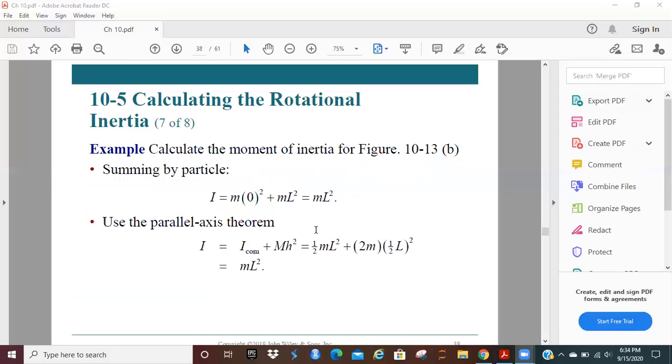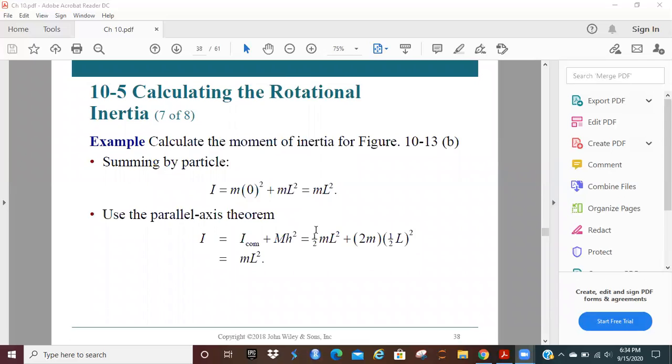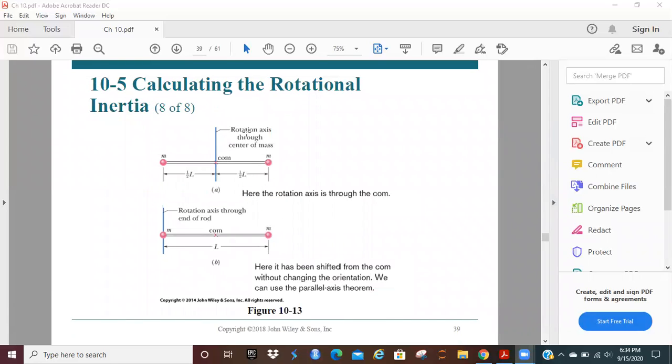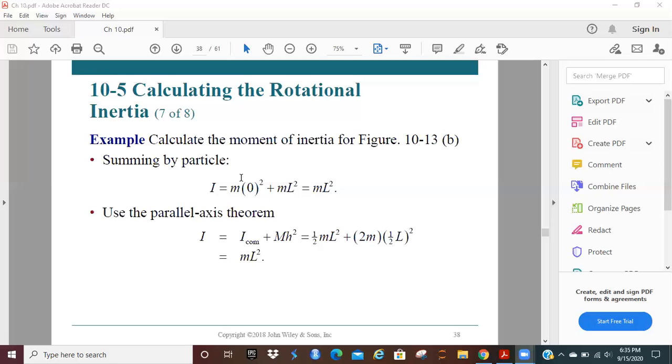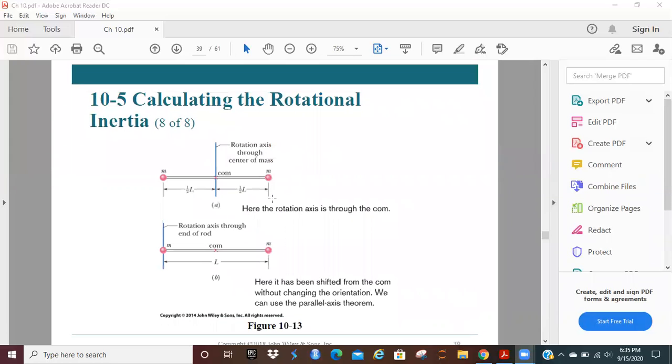So, calculate the moment of inertia for figure 10.13. In other words, we have a rotation axis through the center of mass right here. It doesn't necessarily have to go through this way. It just has to go through the center of mass. So we have the rotation through the center of mass here. And since we're looking at part B, what has happened here is that that rod has moved, that rotation has moved here to the end of the rod rather than remaining here.